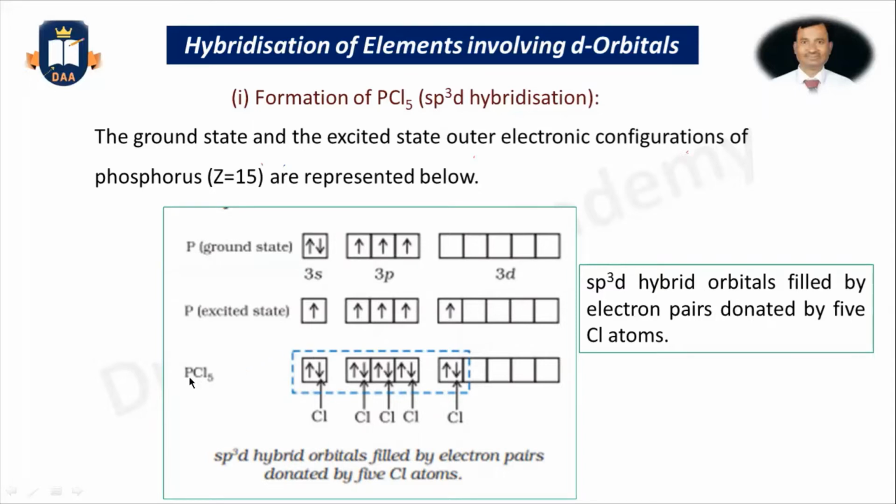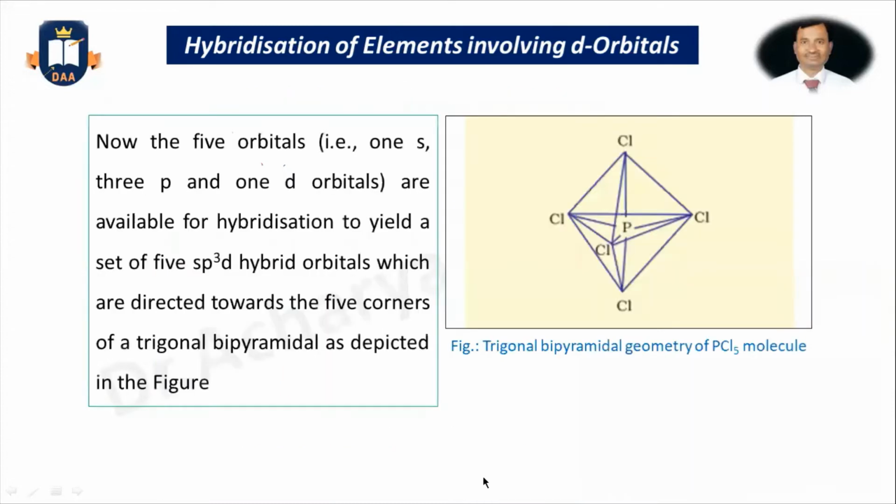And then for PCl5 its electronic configuration will be like this, and these sp3d hybrid orbitals are filled by electron pairs donated by 5 chlorine atoms. So these 5 orbitals, as I already discussed, undergo hybridization to form the 5 sp3d hybrid orbitals.